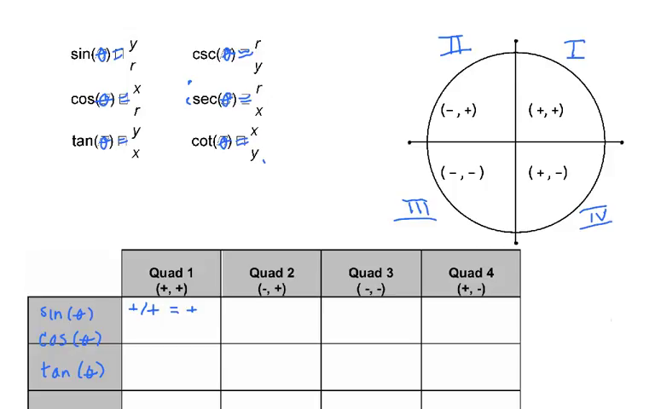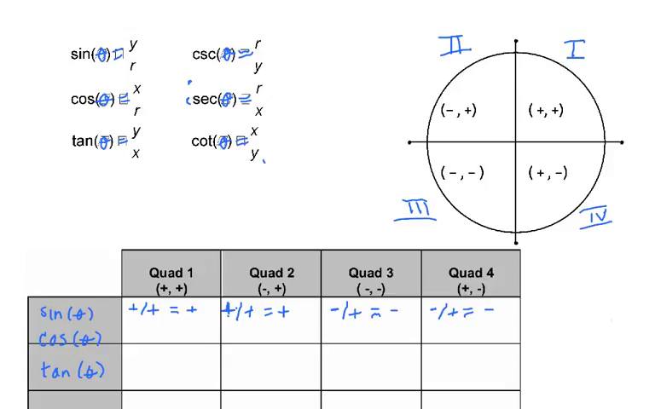Quadrant 2 is y over r again, so the y value is positive in quadrant 2. And again, we always know that the radius is positive, so plus over plus will give us plus. In quadrant 3, the y value is negative, divided by a positive radius, gives me a negative overall quantity. And same thing, quadrant 4, negative y over positive radius gives me an overall negative.